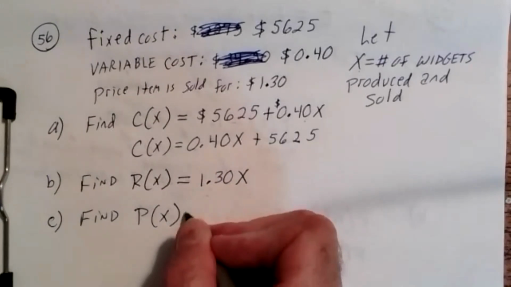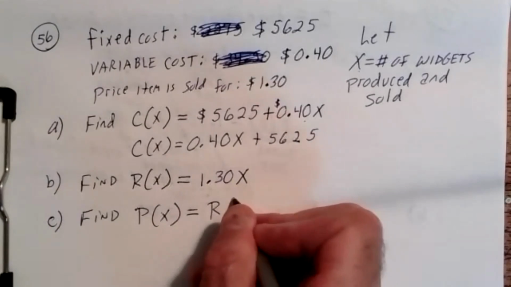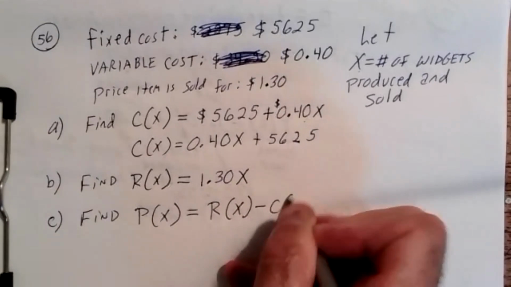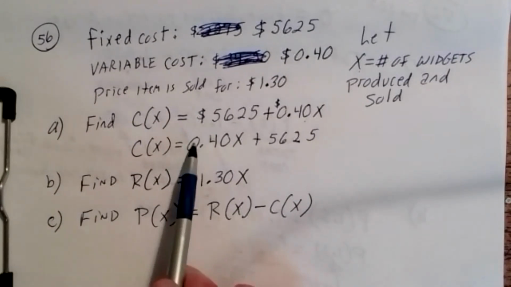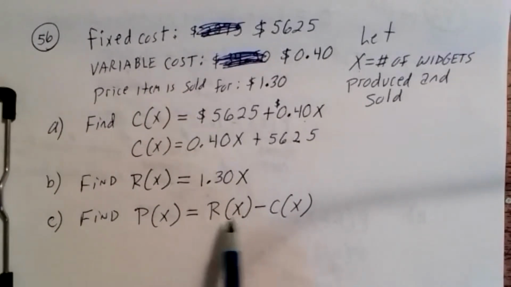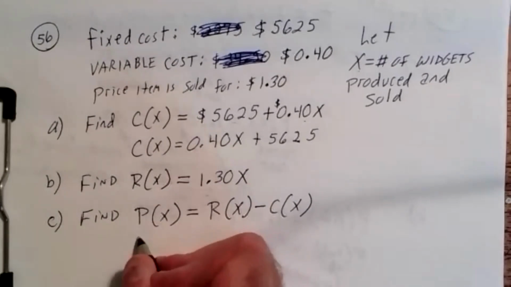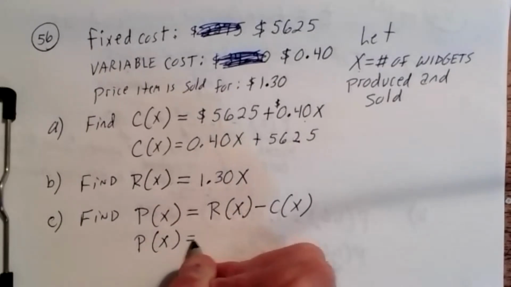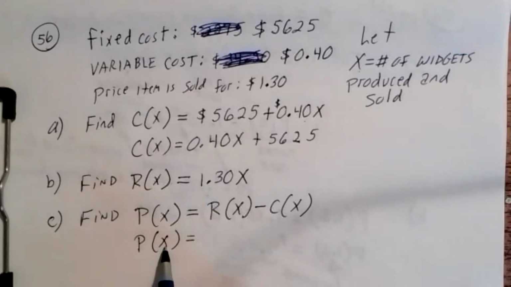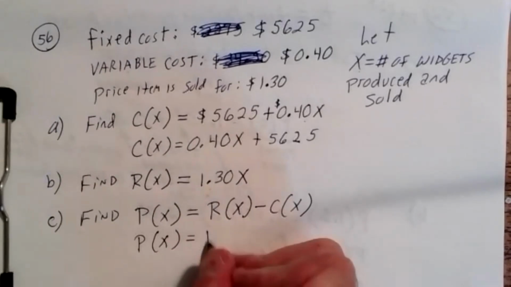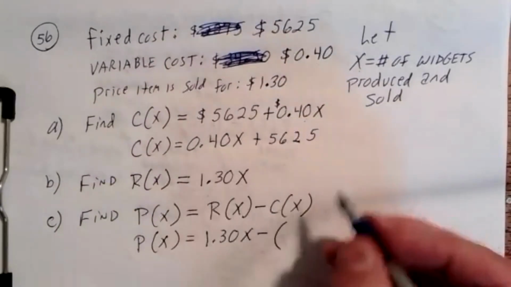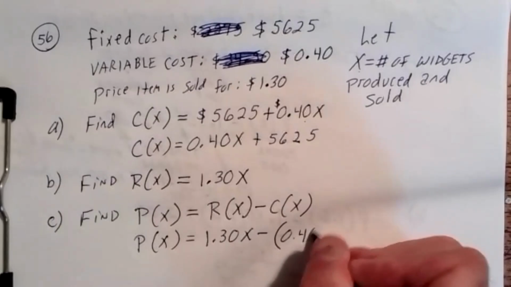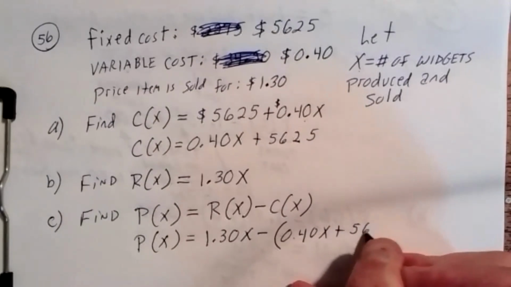All right, ladies and gentlemen, profit. What is profit? It's your revenue function minus your cost function. Profit is revenue minus cost. So we're going to take these two functions, our revenue and our cost functions we developed in the previous problems, and subtract them to develop a profit function. So my profit function for manufacturing and selling X widgets is going to be the revenue, which is 1.30x, subtract the cost, the cost being this 0.40x plus the 5625.